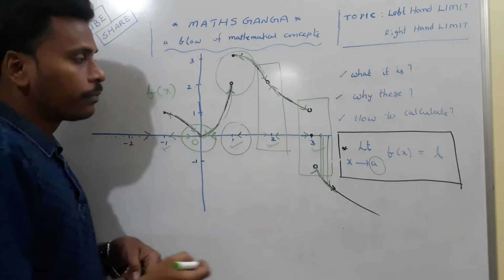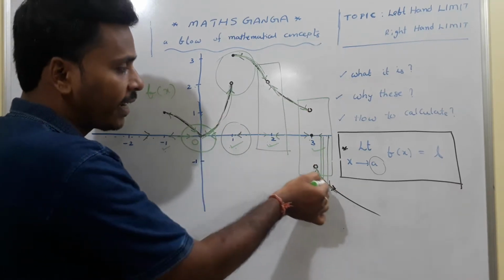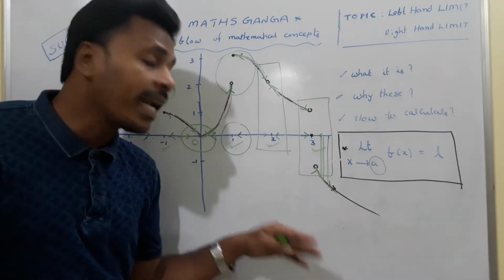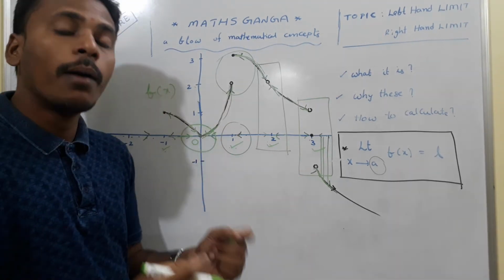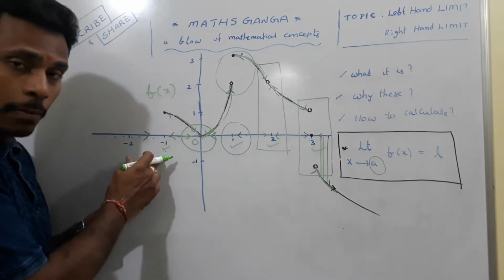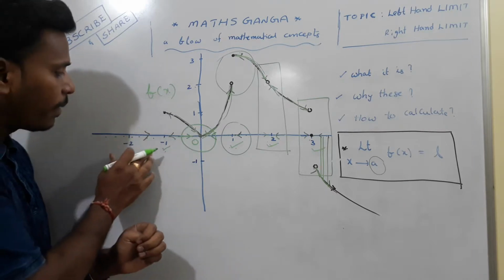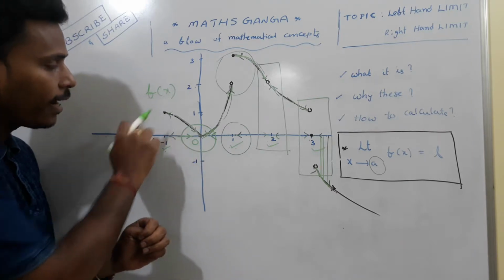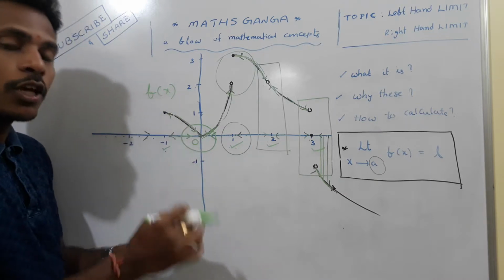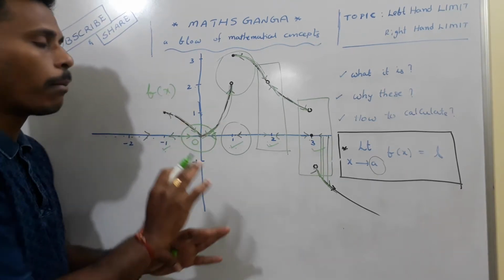Okay, and then at 3, the left hand limit is 1 and the right hand limit is minus 1. The left hand limit exists and it is 1. The right hand limit exists and it is minus 1. But those two are not equal, so the limit does not exist. But in this case, at minus 1, the left hand limit is not defined and the right hand limit exists. So directly we announce the limit value as 1 at minus 1.